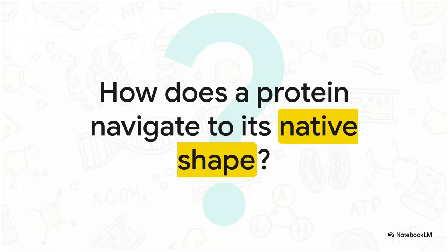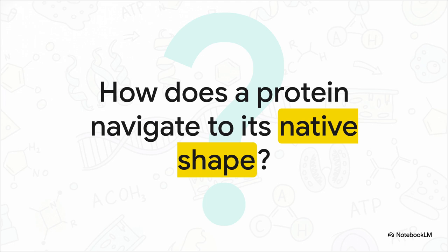To wrap up our explainer today, I want to leave you with this. We know from Levinthal's paradox that a protein cannot possibly just randomly sample every single conformation to find its folded state. I mean, doing that would take longer than the age of the universe. And if it falls into a kinetic trap, it could misfold into these toxic amyloid fibrils like the ones we see in Alzheimer's disease. So how does it find its shape so flawlessly?